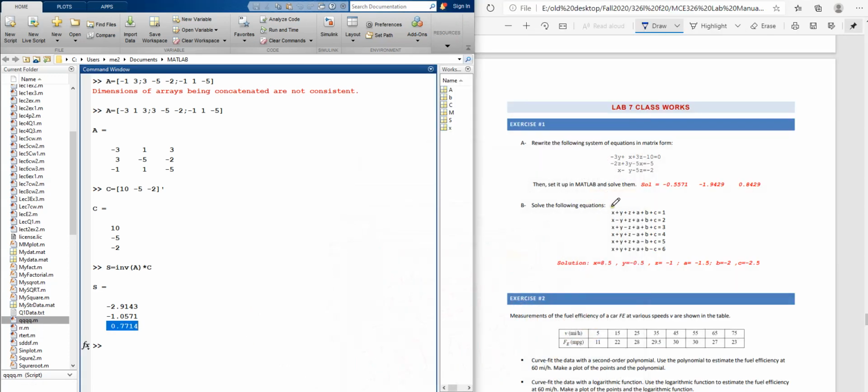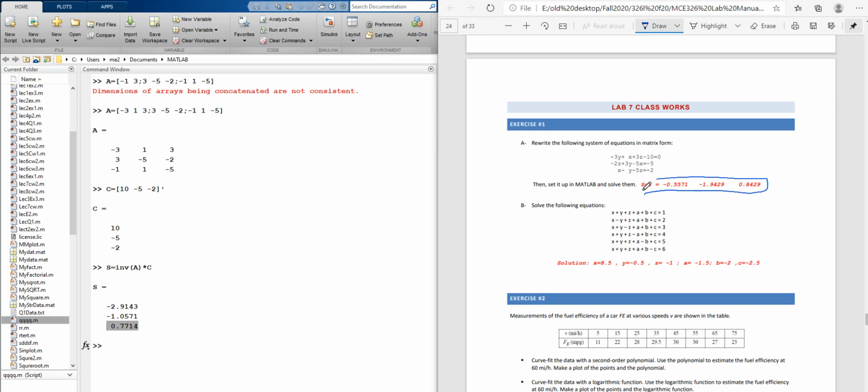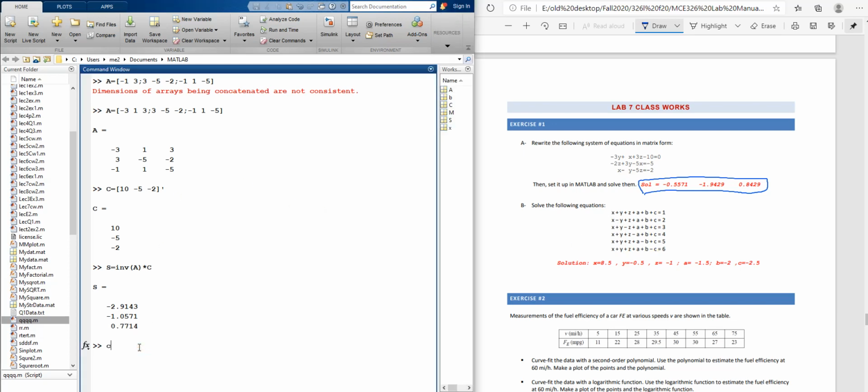Next step, we solve this one. By the way, these numbers are not correct. Take care about them, okay? Solve the following equations. Now, as you see, we have X, Y, Z, A, B, C. We have six unknowns here with six equations. So let me try to solve it directly here.